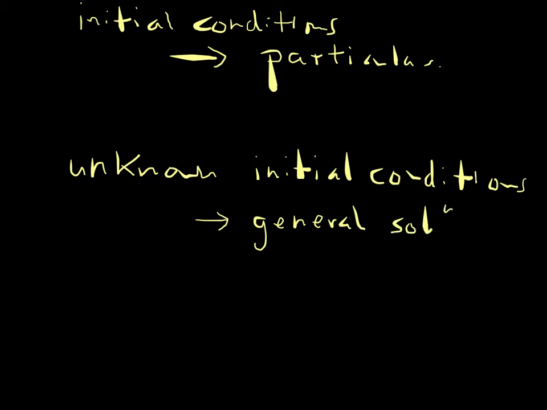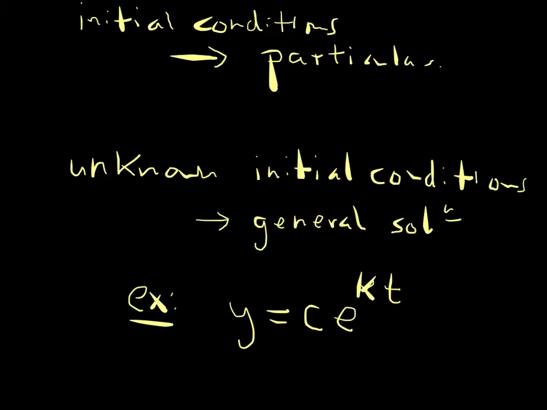You're going to recognize this right away. An example of a general solution would be something like this guy here, y equals c e to the kt. That's a good example of a general solution. The reason it's a general solution is there's a constant here that's unknown, and there's a constant here that's unknown. That's a general solution.